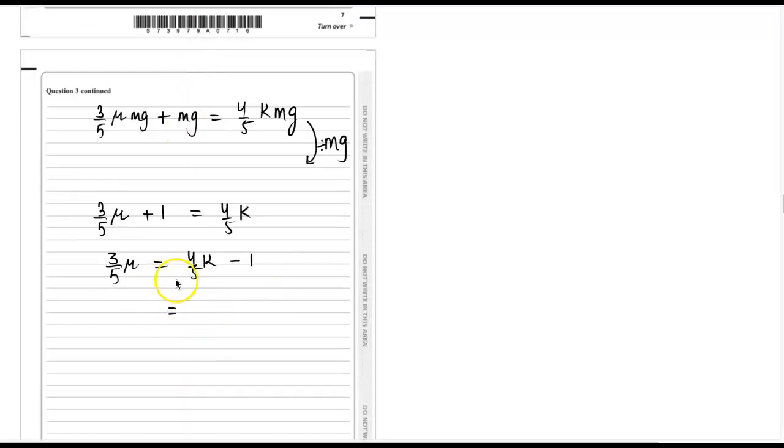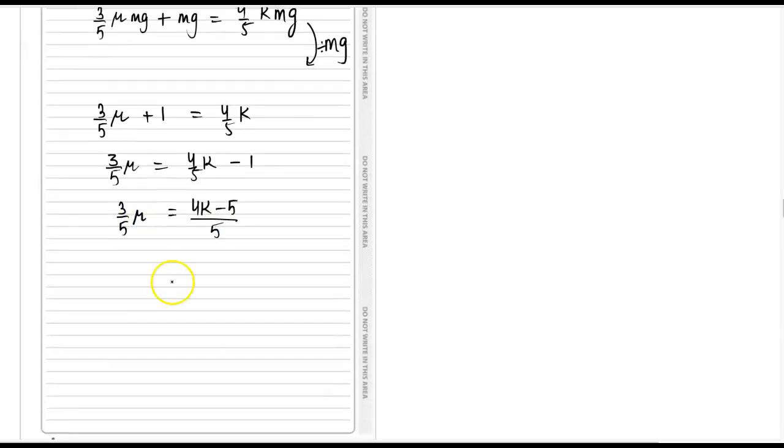Okay, so if you simplify that, it would be 4k minus 5 all over 5, equal to 3/5 of mu. So here, we can just multiply both sides by 5, and you're going to get 3 mu equal to 4k minus 5. Divide by 3, and the next step is mu equal to 4k minus 5 over 3. And this is the final answer we've got.